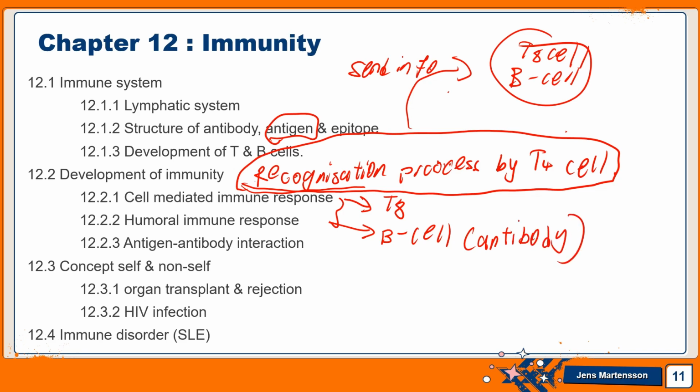It will use antibody. B cell will produce antibody. Later, when you learn this chapter, your teacher will teach you this. I just give you the image only. The B cell will produce antibody, and the antibody will fight against the antigen.